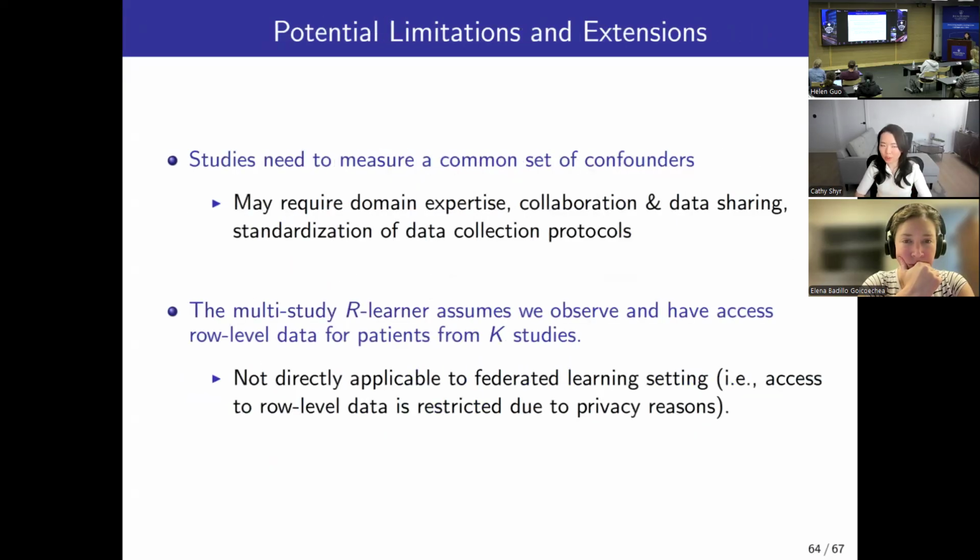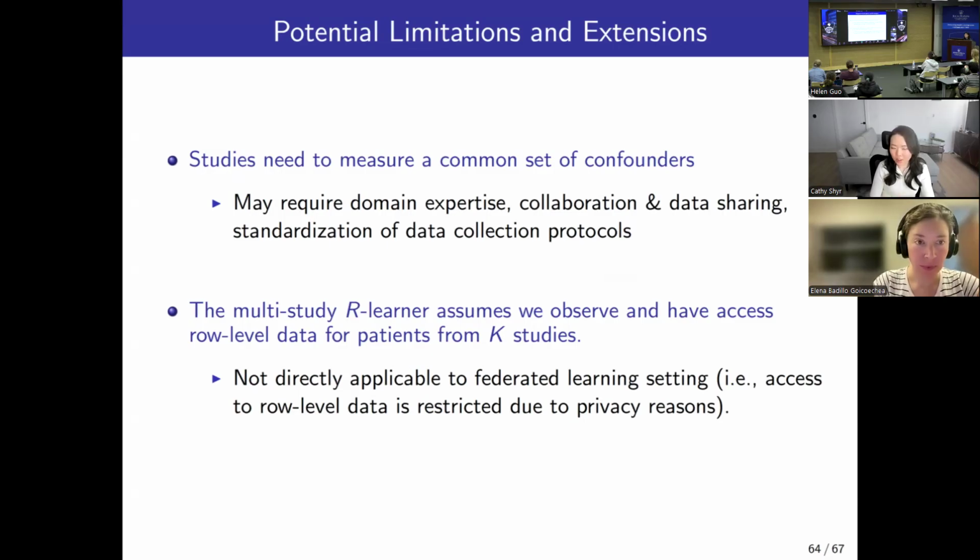For potential limitations, the first thing I want to make a note of is that this method requires studies to measure a common set of confounders. This will require potentially some domain expertise or collaboration and data sharing protocols or standardization of data collection to make sure that these studies have the same set of confounders if we're working in the observational setting. And I think with data sets like All of Us, which have standardization of data collection protocols, this could be a limitation that can be overcome in certain settings.